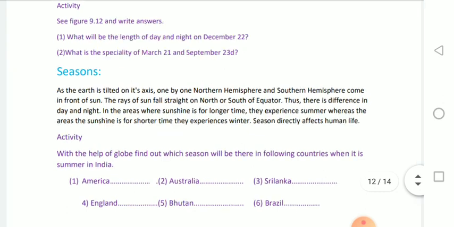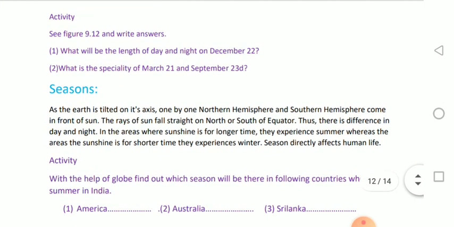Now this is an activity for you. See this figure 9.1.12. What will be the length of the day and night on December 22? What is the speciality of March 21 and September 23rd?